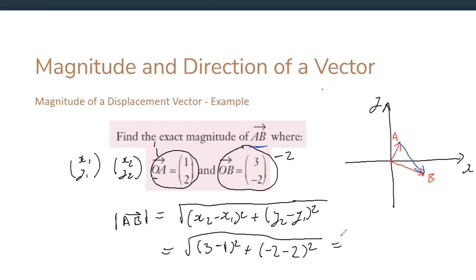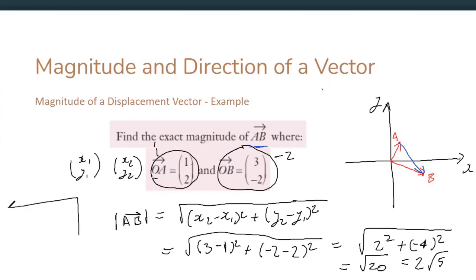So what we end up with is 2 squared plus minus 4 all squared. So then that's going to be 4 plus 16. So that's going to be equal to the square root of 20. And now we can simplify that to be 2 root 5. And that's just using surds. So that means, just put it over here, our solution is that the magnitude of AB is equal to 2 root 5.